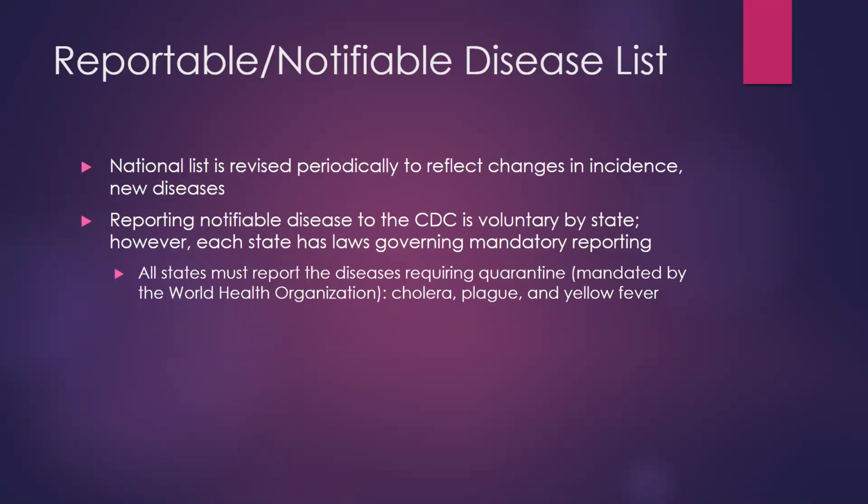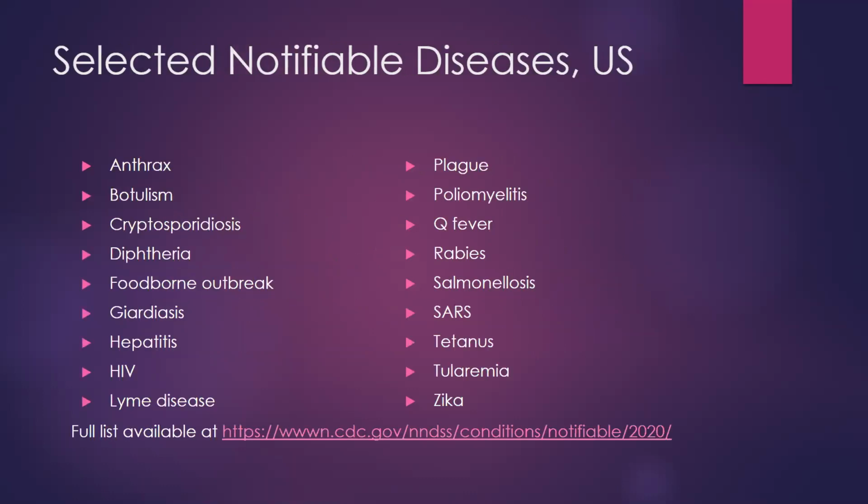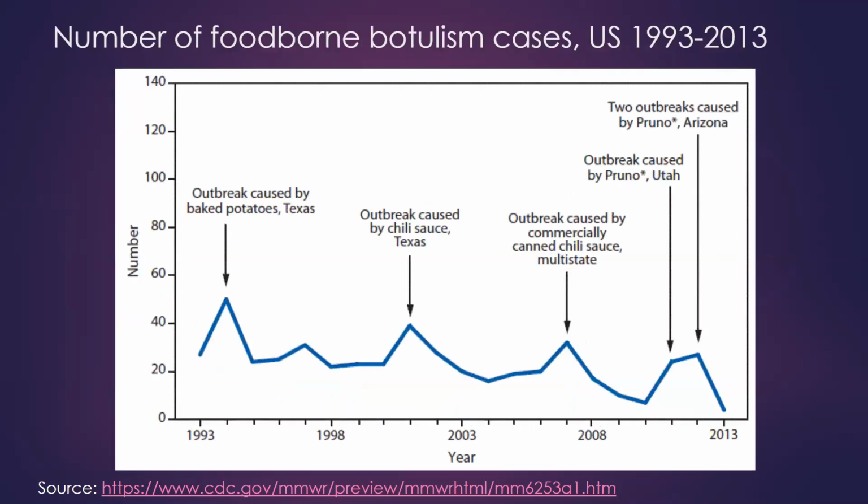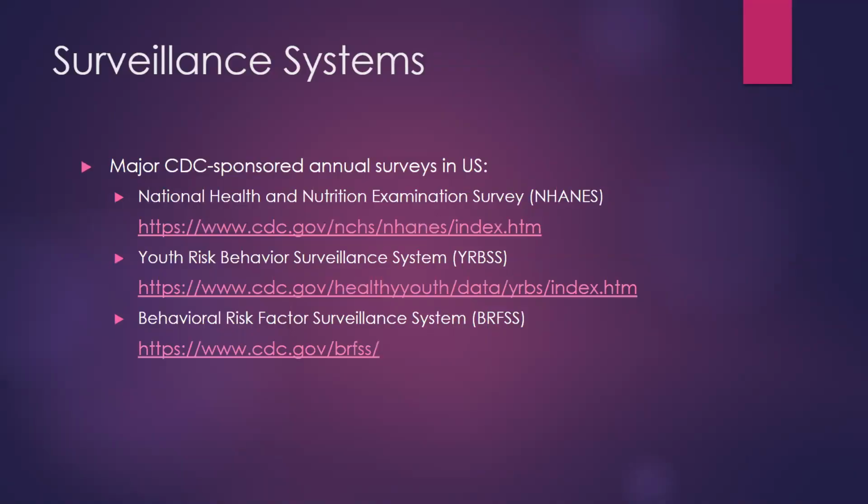One is the National Notifiable Disease List. So this covers many infectious diseases. It's a list of conditions that must be reported to a local health agency, and they get reported up to the CDC. Here's a sampling of them, but the full list is available online. And those data allow us to track things like anthrax over time or foodborne outbreaks.